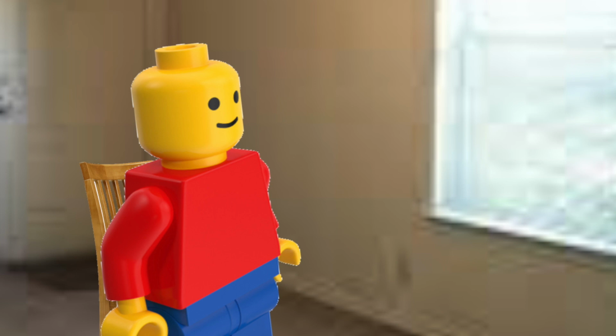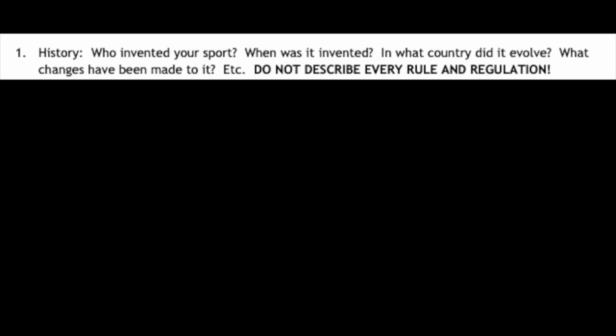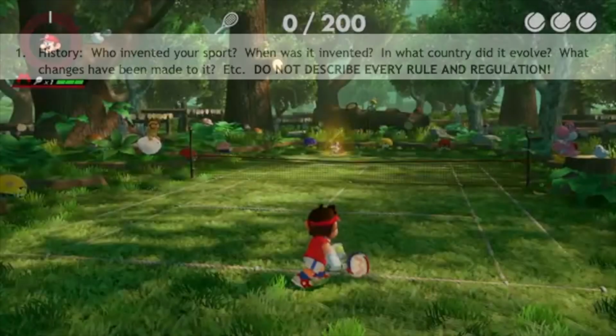Not Minecraft! Okay, fine, I'll do it. Who invented your sport? When was it invented? Rafael Nadal told me to do tennis, so I guess I'll just do that.